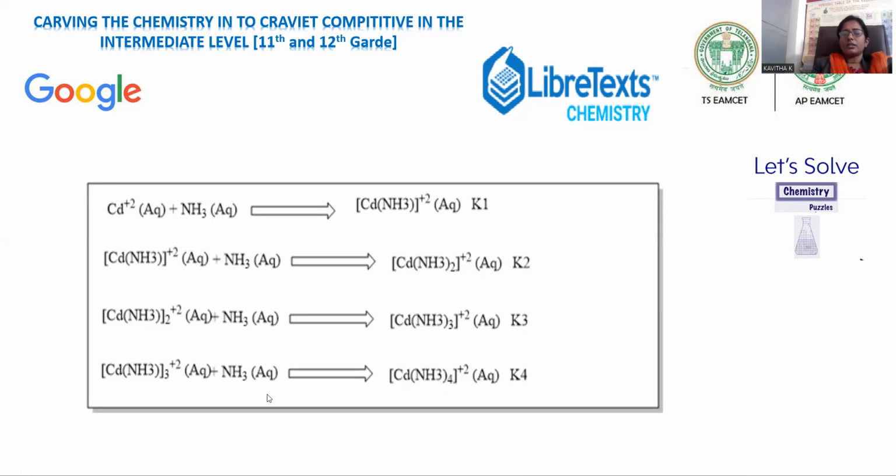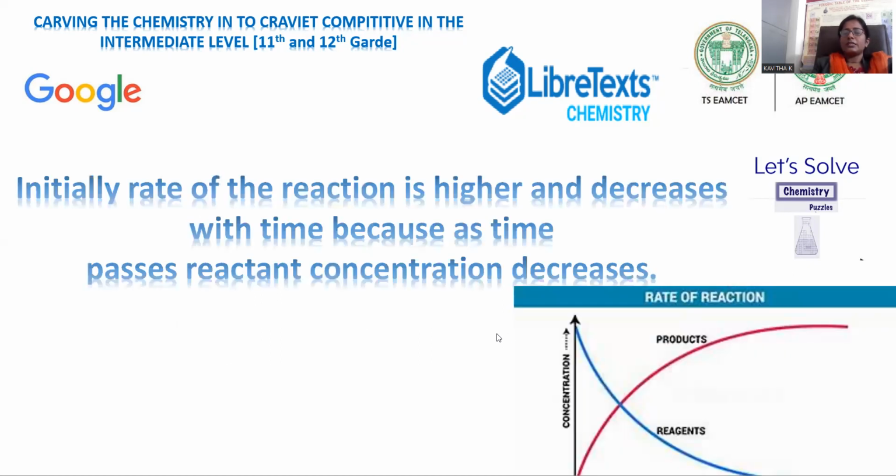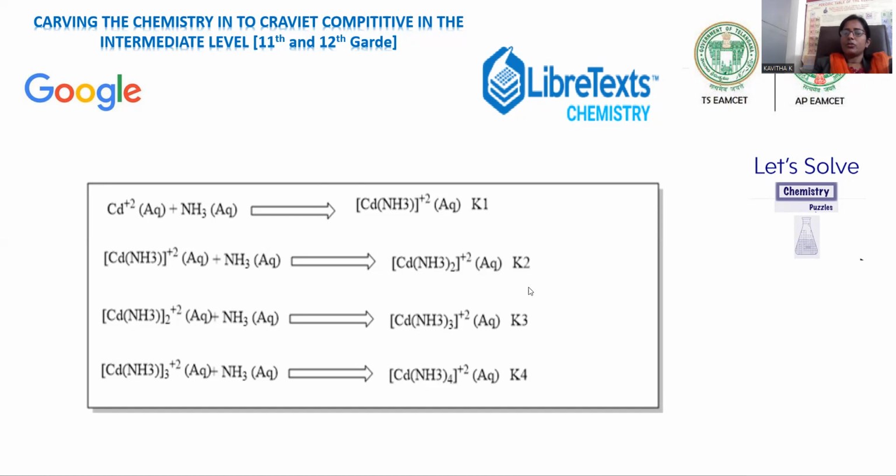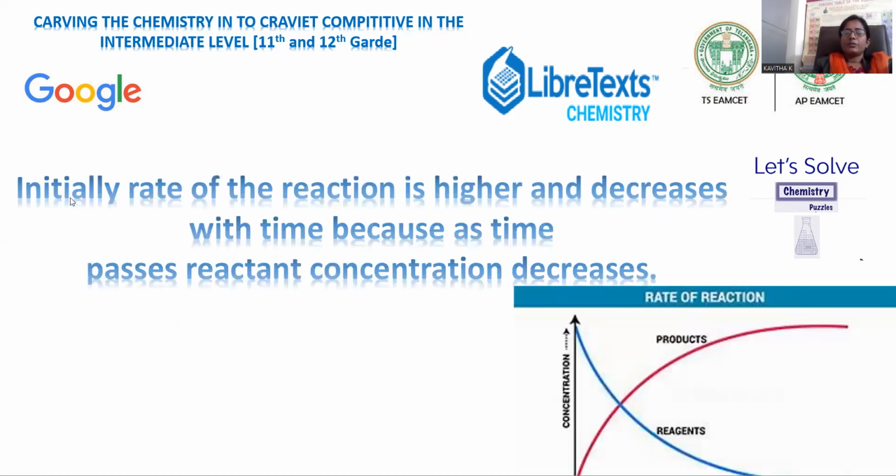for the individual steps. Simply what we are doing is, initially cadmium, cadmium monoamine, cadmium diamine, cadmium triamine, so we are treating with 1 mole of ammonia each time, and we are getting K1, K2, K3, K4 as the rate constants. The question is, why is K1 higher? Why is K1 higher compared to K2, compared to K3, compared to K4? That is explained by this.